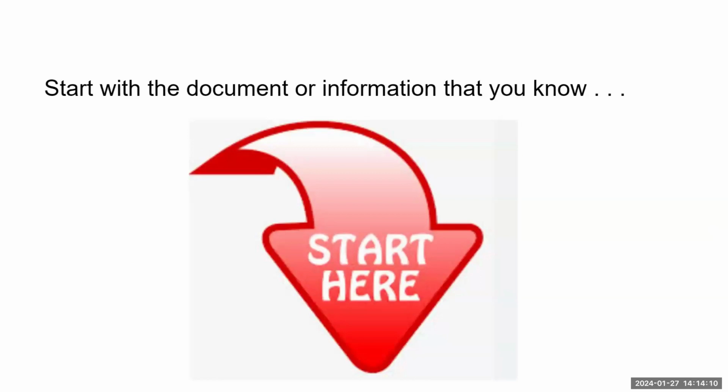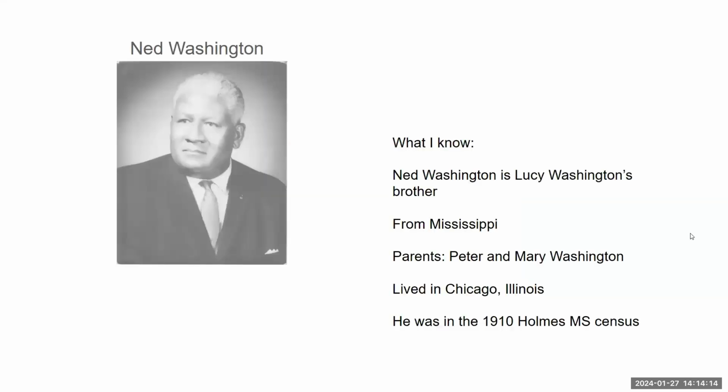As I said, you start with a document or whatever information you know. This is a picture of my great uncle Ned Washington, and I've always loved this picture. I just think he looks so distinguished. I don't know what year it was taken, but I love how distinguished he looks.